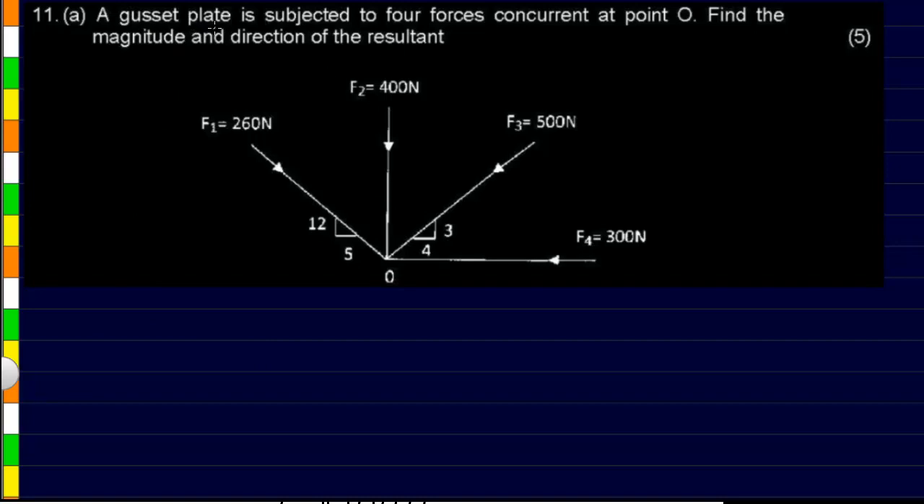So we have a gusset plate here, and it is subjected to 4 forces, and those forces are shown here in the diagram. They are all concurrent at a point O, which means they are all meeting at point O, and we have to find the magnitude and direction of the resultant.